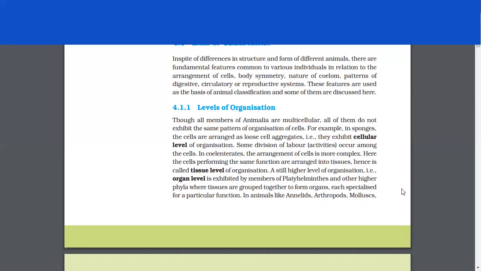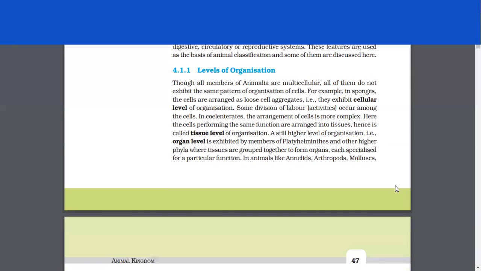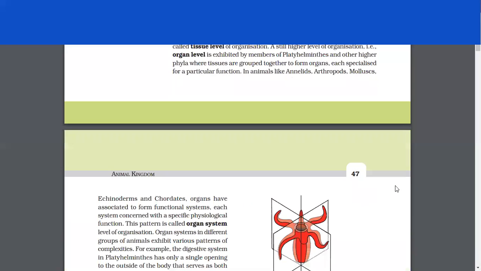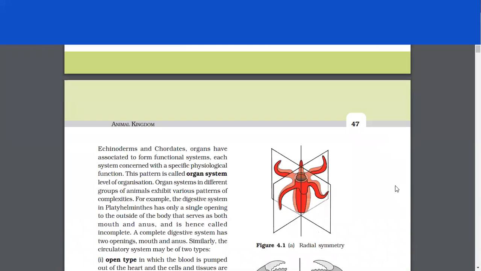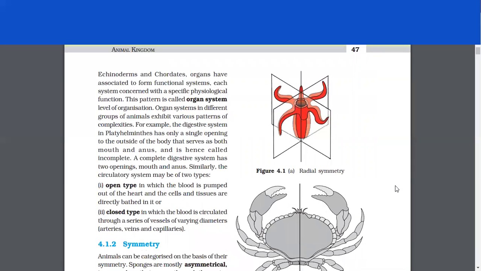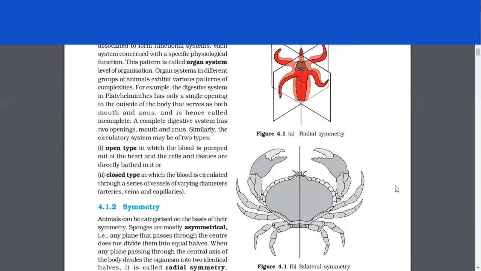A still higher level of organization, that is, organ level, is exhibited by members of platyhelminths and other higher phyla where tissues are grouped together to form organs, each specialized for a particular function. In animals like annelids, arthropods, mollusks, echinoderms, and chordates, organs have associated to form functional systems, each system concerned with a specific physiological function. This pattern is called organ system level of organization. Organ systems in different groups of animals exhibit various patterns of complexities.